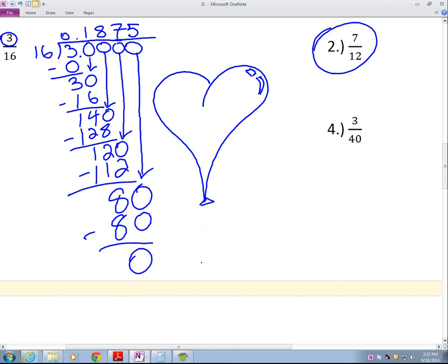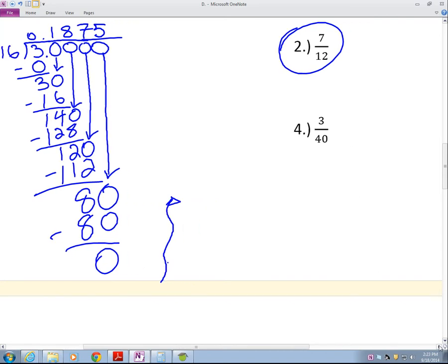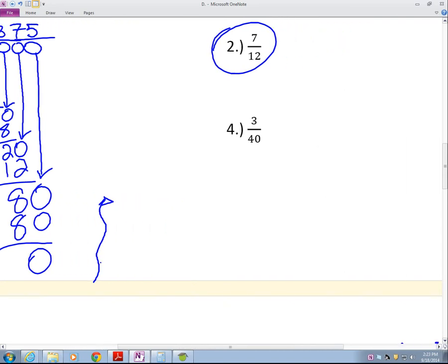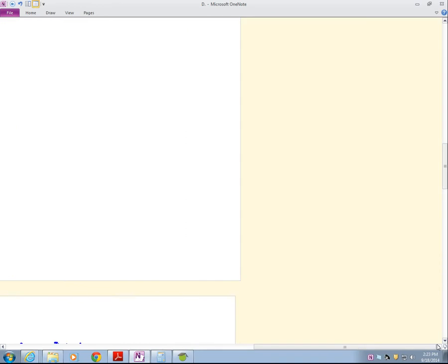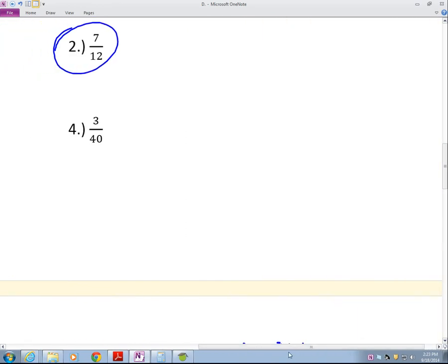Now it's a balloon. Okay. Next one we have number 2. This one's a long one as well. Any questions on number 1?